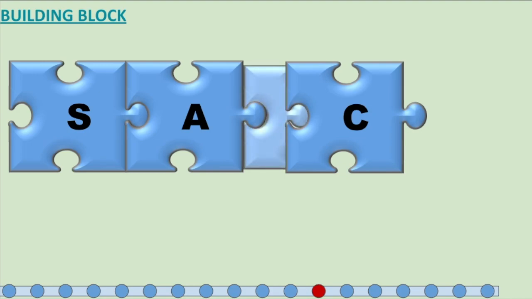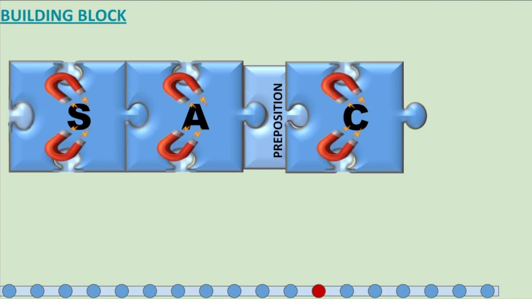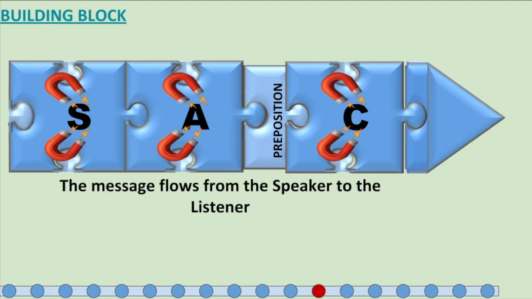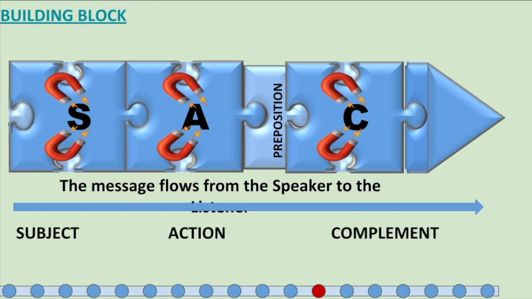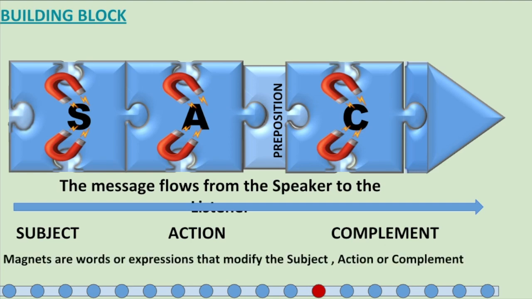And in the middle, sometimes, not all the time, between action and complement, we may or may not have a preposition. Who determines that is the verb itself. And we have some magnetic words. These words will help to slightly modify the phrase or the building block in order to convey your message. So the message flows from the speaker to the listener. And we have to have the executor or the subject, the action, and the complement. Magnetic words or expressions are there to modify the subject or the action or the complement.